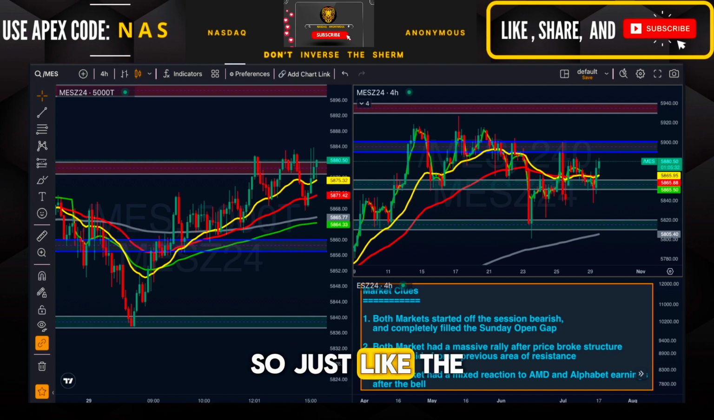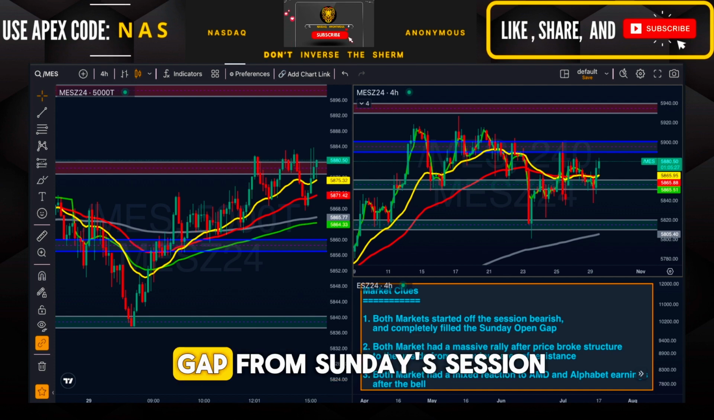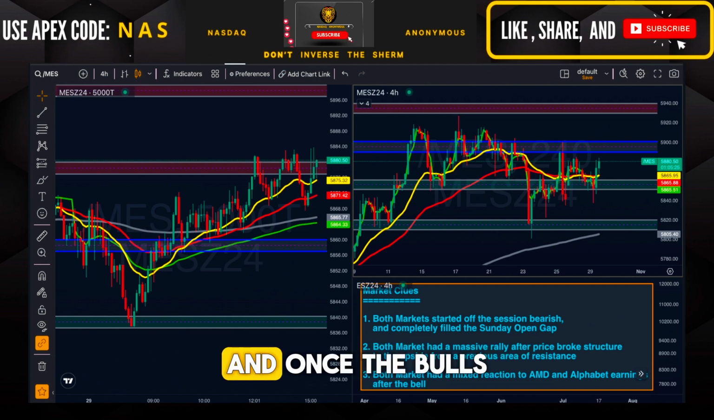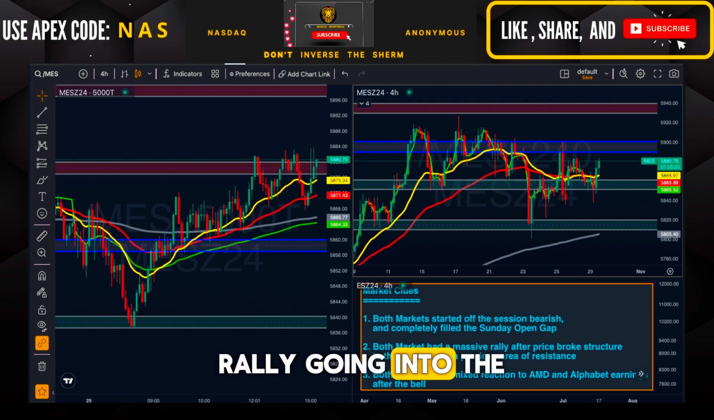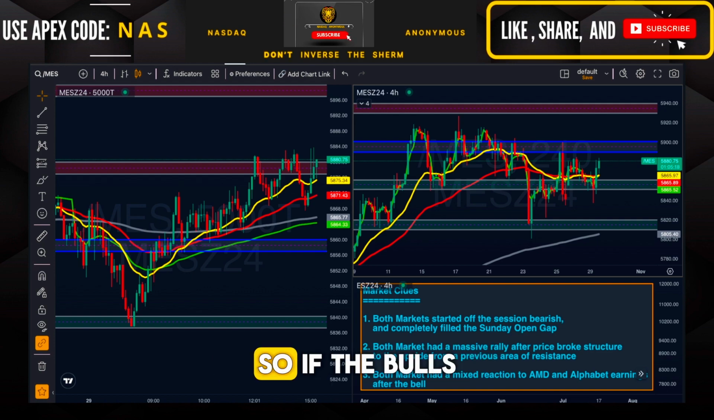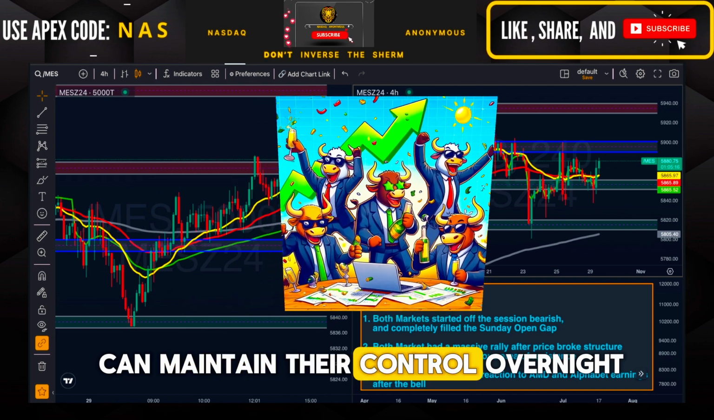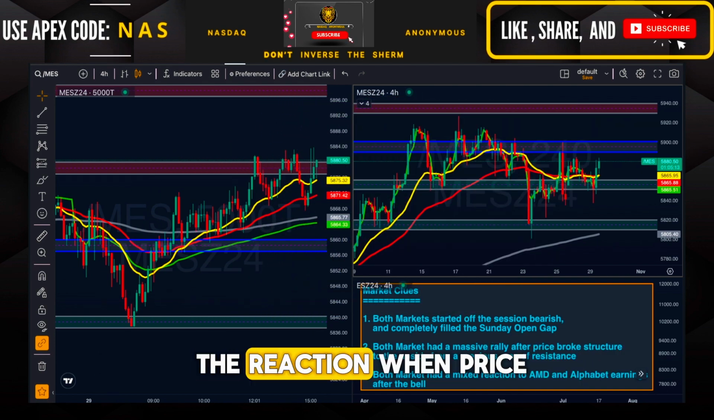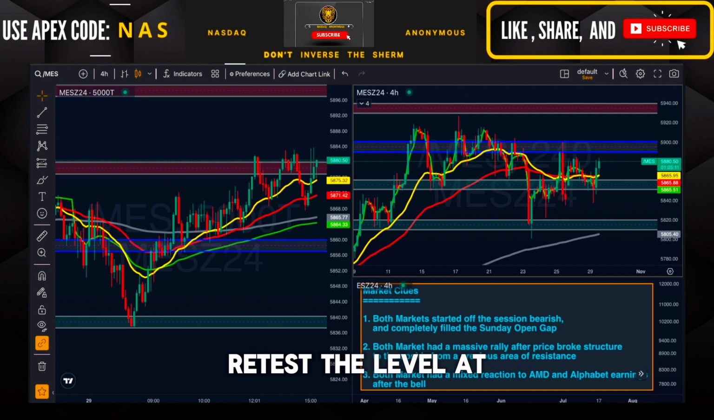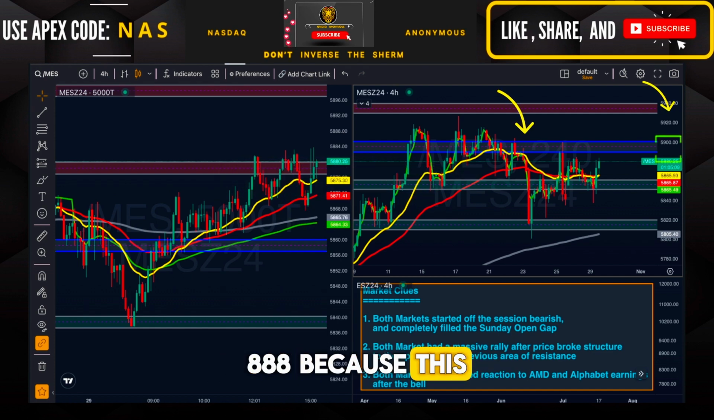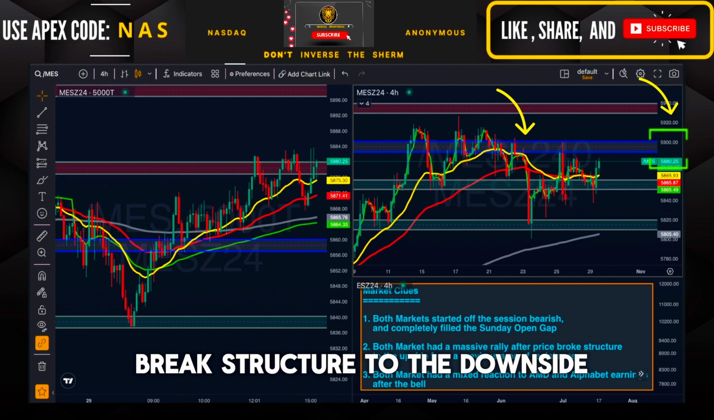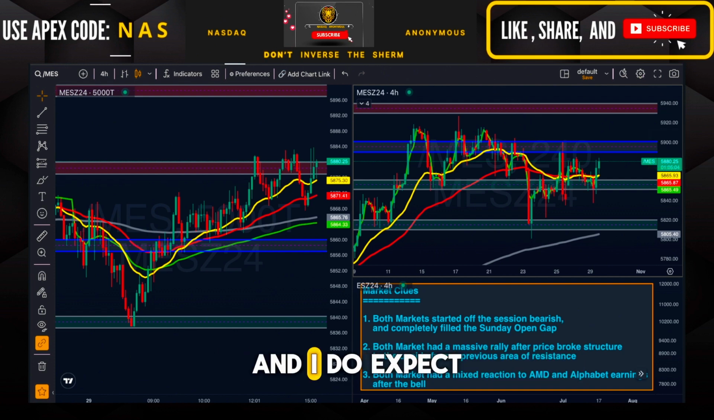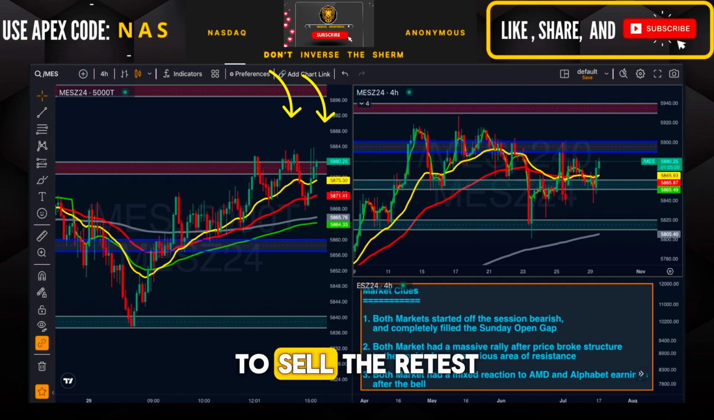Just like the NQ, the ES traded to the downside and finally filled that gap from Sunday's session. Once the bulls found support, we saw a massive rally going into the close of the session. So if the bulls can maintain their control overnight, then I'll be watching the reaction when price retests the level at 888, because this is the level where we saw price break structure to the downside, and I do expect passive sell orders to be resting in this area to sell the retest.